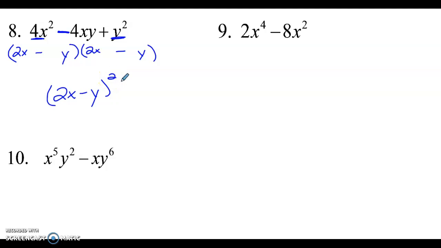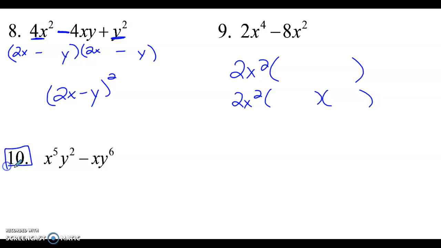Okay, don't forget, number 9, we want to take out that greatest common factor first. First thing we can do is take out a 2x squared. So see if you can finish that one. And after we take out that 2x squared, we're going to actually factor it further. So go ahead and pause the video. Try to finish that one and number 10. So see if you can do 9 and 10.